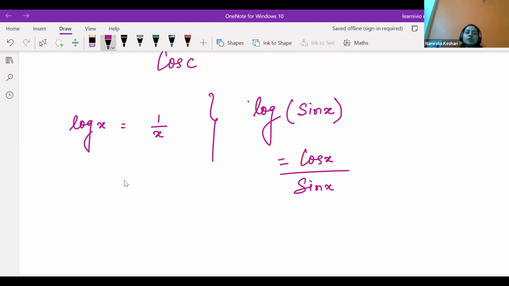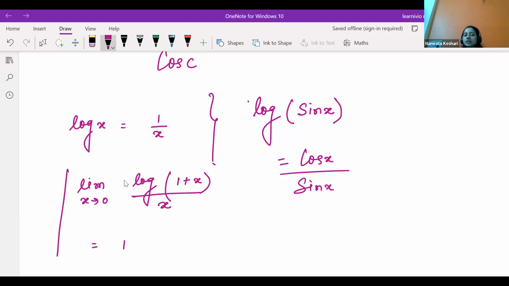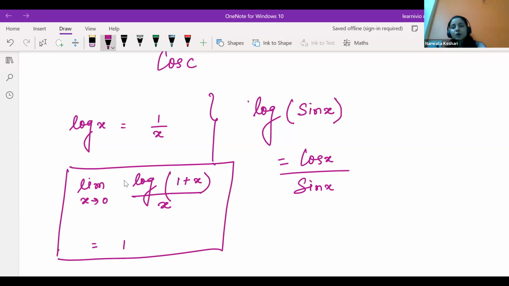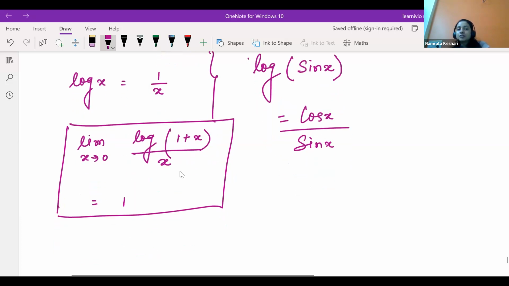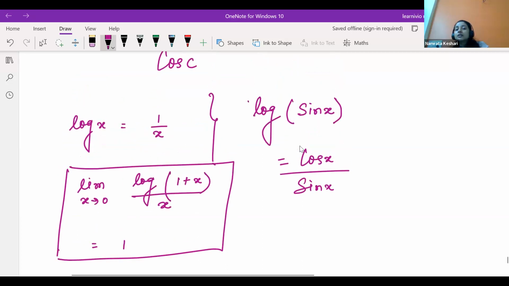Before that, let me tell you one concept: limit x tends to 0 of log of 1 plus x by x, this limit is 1. How that is proved is beyond our scope. There is L'Hopital's rule which will give us that limit x tends to 0 of log of 1 plus x by x is nothing but just 1. We'll be using this concept while finding the derivative of log of sine.